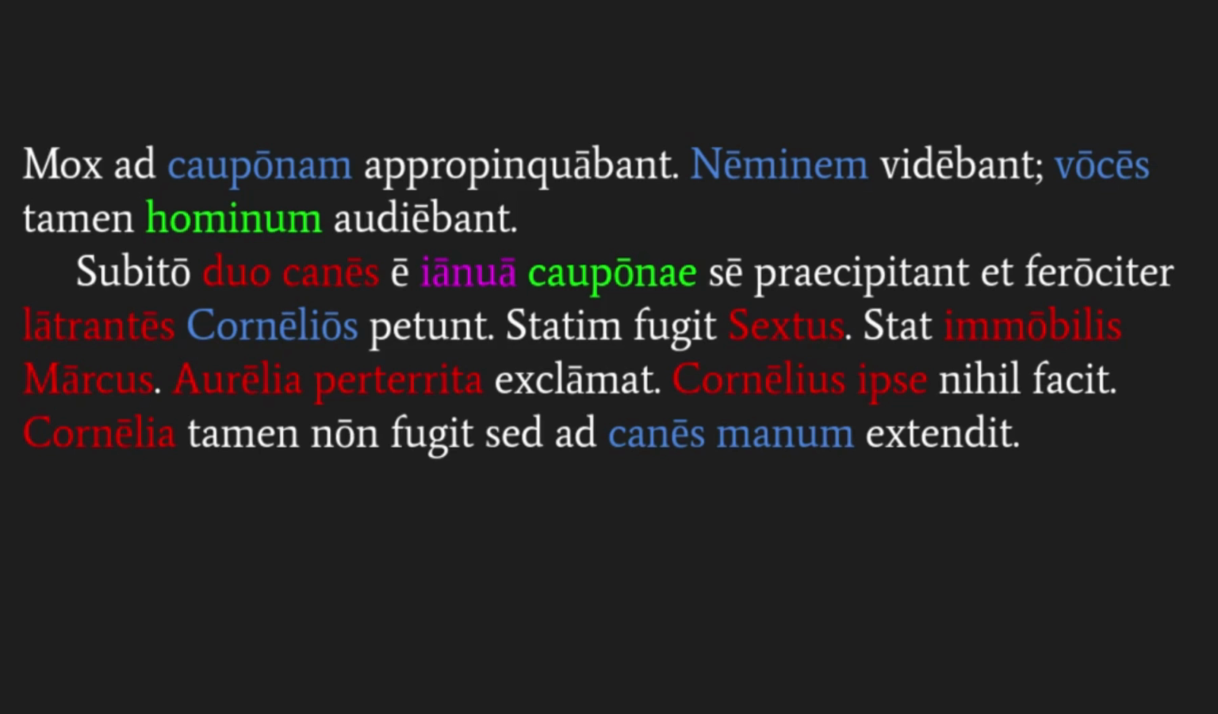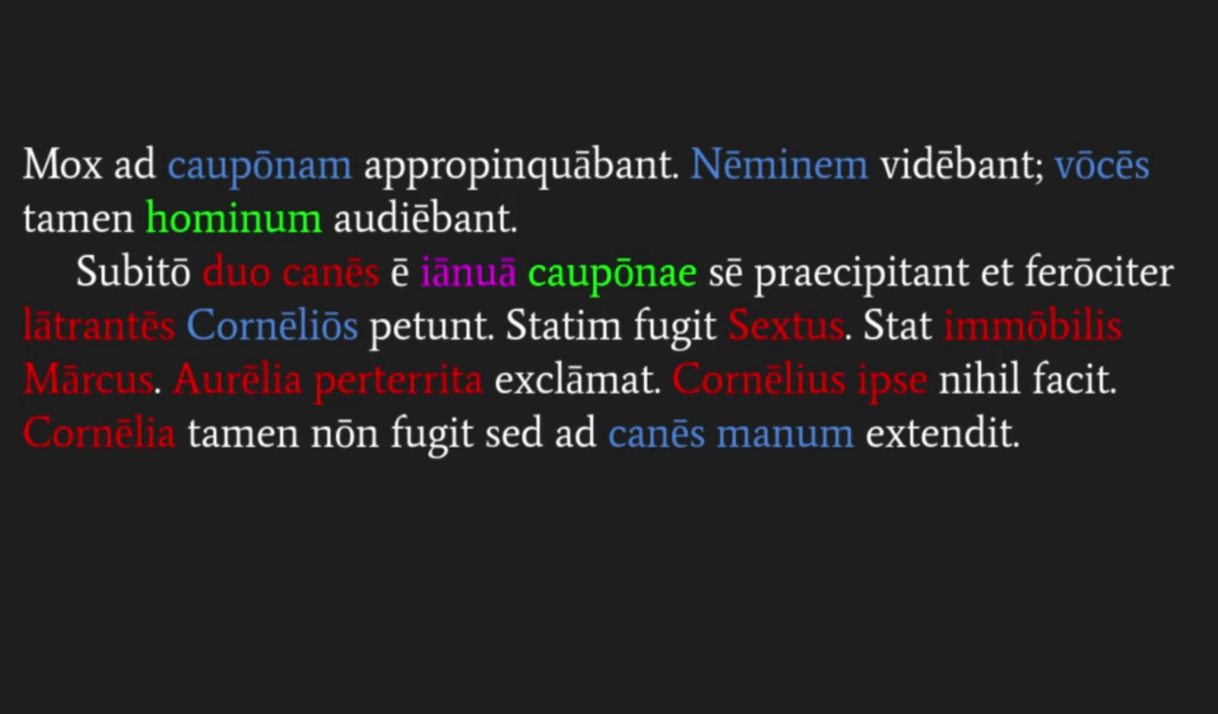It's duo canes. So two dogs is our subject. Two dogs, se praecipitant. They hurled themselves, or they rushed. E janua cauponae. Out of the door. E janua. Remember, it's ablative because it's motion out of. Cauponae is genitive. So you're saying out of the door of the inn. So dogs come running out. And ferociter, fiercely, right? Petunt, they look for Cornelius, the family, the Corneliuses. And it's latrantes, they're barking. So barking fiercely, you could say. They look for the Corneliuses.